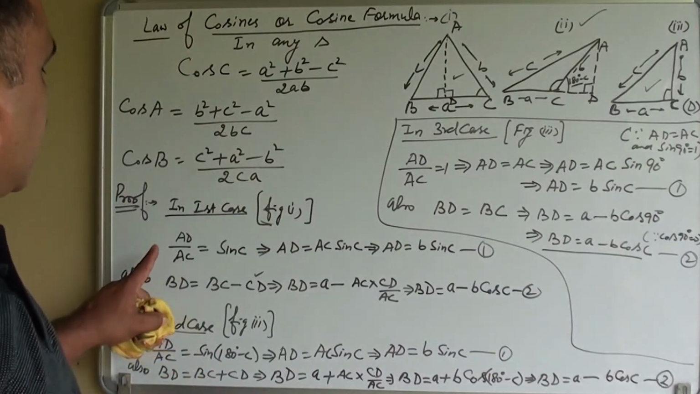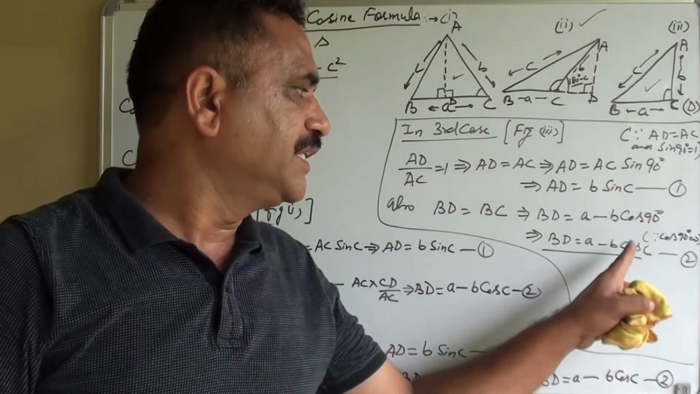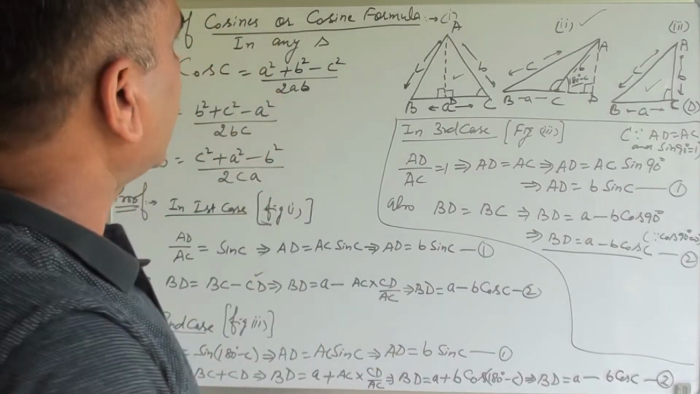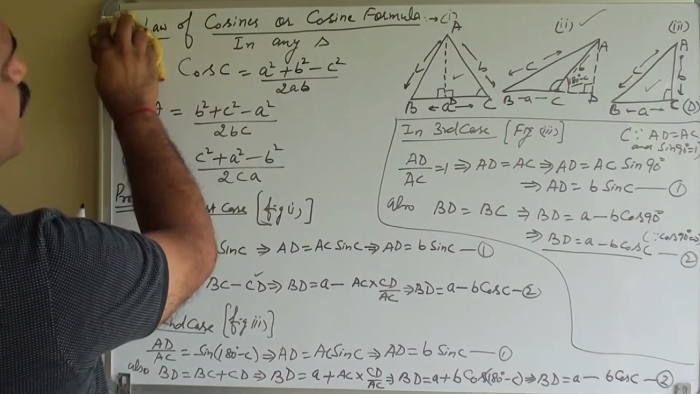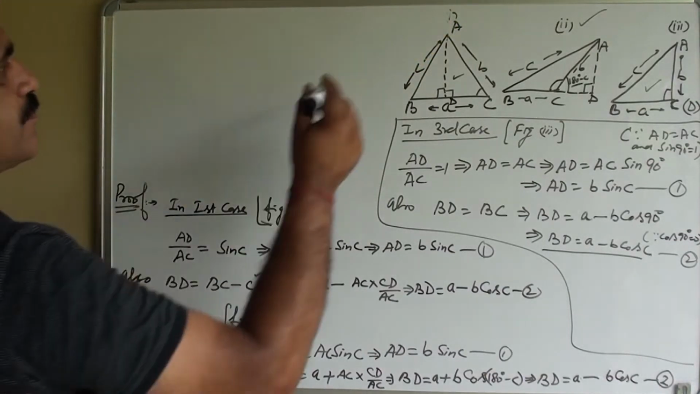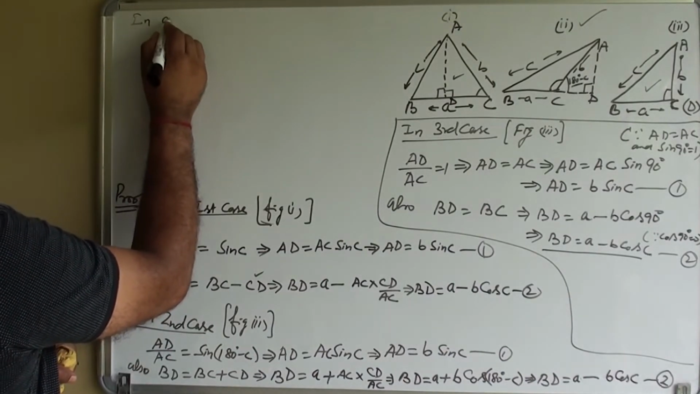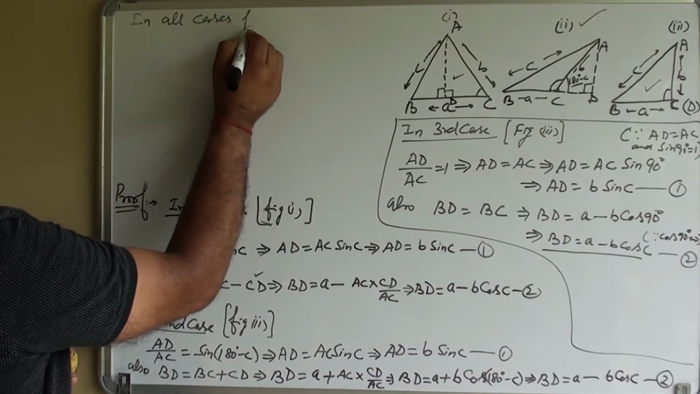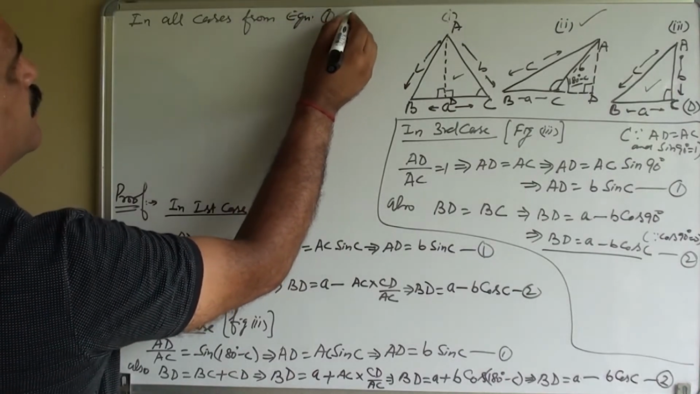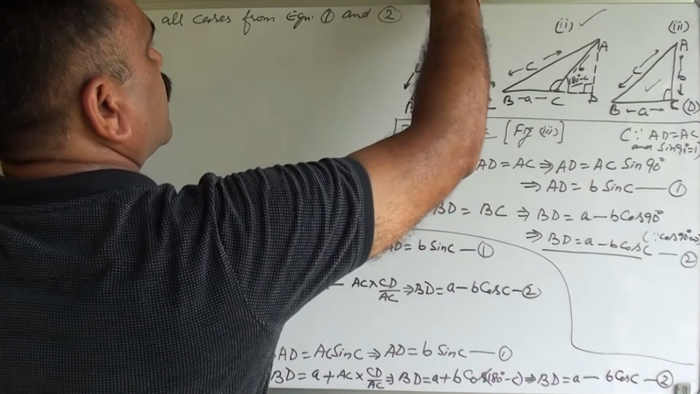In all three cases, we are getting the value of AD as B sin C and value of BD as A minus B cos C. चाहे वो एक्यूट एंगल है, चाहे वो ऑब्ट्यूज एंगल है, चाहे वो राइट एंगल ट्राइंगल है. इसको थोड़ा सा इरेज कर देते हैं यहां पर. In all cases, from equation 1 and 2.